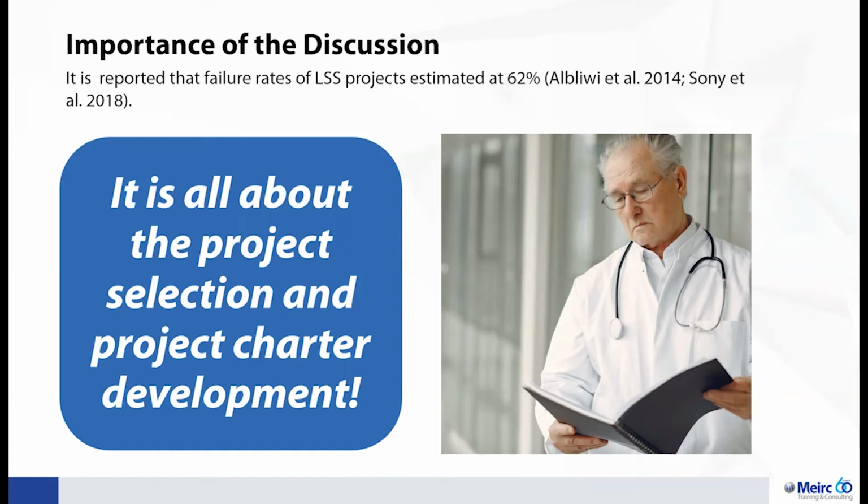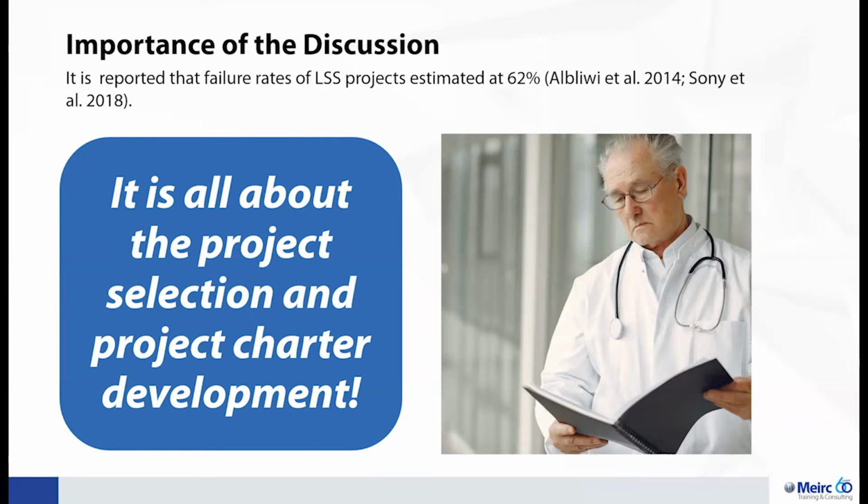And I can tell you, even from my research at the doctorate level, that I have a similar percentage. So having the right elements in how you develop a project in Six Sigma is crucial. It's all about the project selection. How do you select the successful project? Not every project is suitable for a Six Sigma methodology. And it's all about how the project charter is developed.